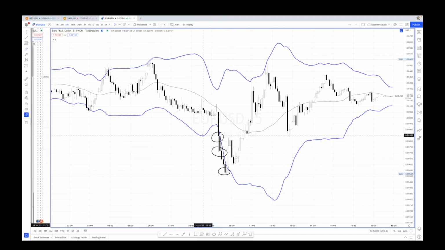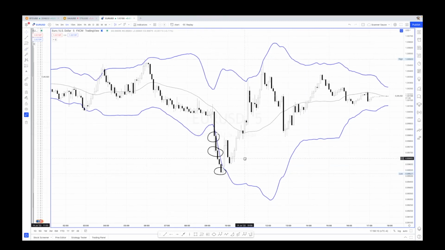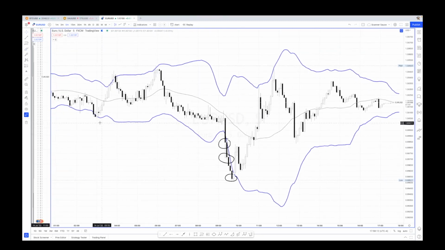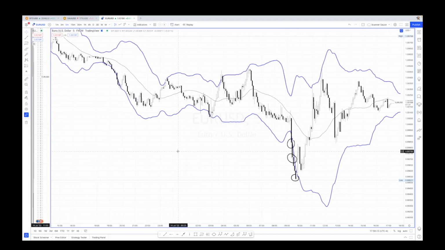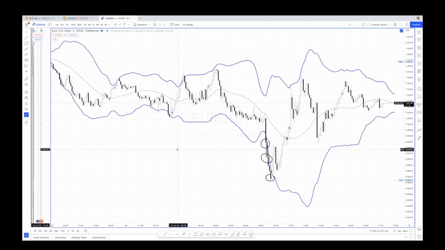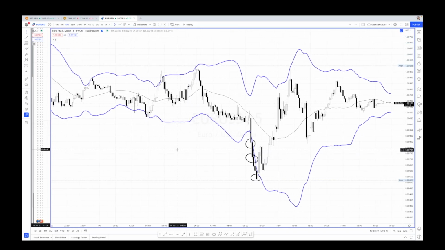And I want you guys to notice this ASAP, because a lot of new traders tend to take a position just because the market touched the band. Now, that's not a confirmation, okay? First and foremost, you want to trade with the trend. So if the trend is going up, you only want to take buys. If the trend is going down, you only want to take sells.